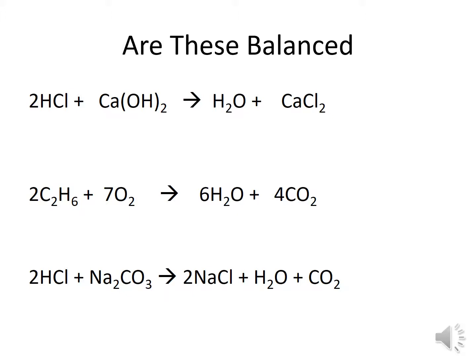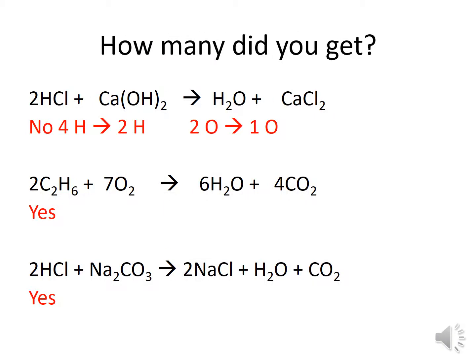2HCl plus Na2CO3 has 2 H's. The right side has 2 H's as well in the water. 2 Cl's. There are 2 Cl's because there are 2 NaCl's. 2 sodiums, 2 Na's. Also 2 Na's on the right. 1 carbon, 1 carbon. 3 oxygens, and if you look at the 1 oxygen in the water and the 2 in the carbon dioxide, you also have 3 oxygens on the right. So the first one was no, because the hydrogens and oxygens weren't balanced, and the second 2 were yes.